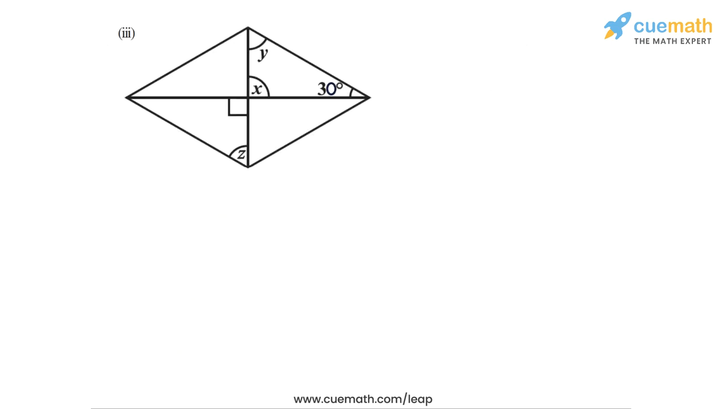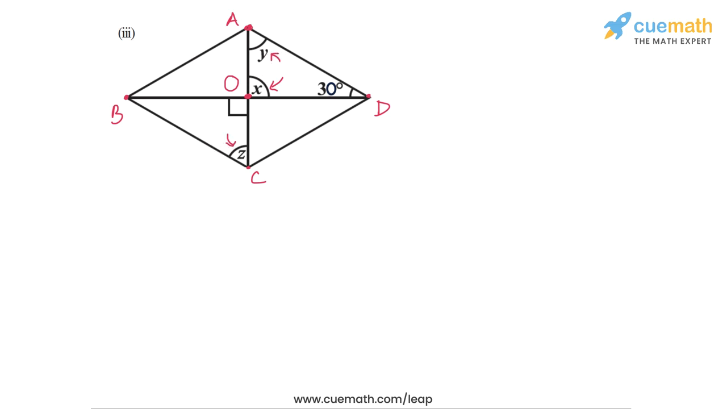Now let's do part 3. So in part 3 we have this parallelogram. Let's label the vertices A, B, C and D, and we see that the diagonals are also drawn. So let's label the point of intersection of the diagonals as O. Now we have to find this angle X, which is the angle between the two diagonals. We have to find this angle, which is Y, and we have to find this angle, which is Z.